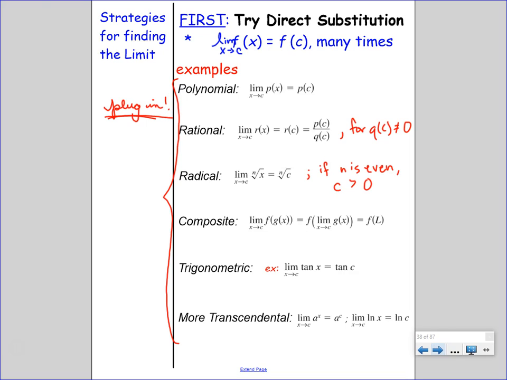What do you mean by many times? I mean like the majority of the time. Many times is going to work. And then I give you examples as to when it's going to work. So a lot of the times the limit as x approaches c of f of x is as simple as plug it in, f of c. Does that make sense? So that's true many times. And these are examples of when it will work.